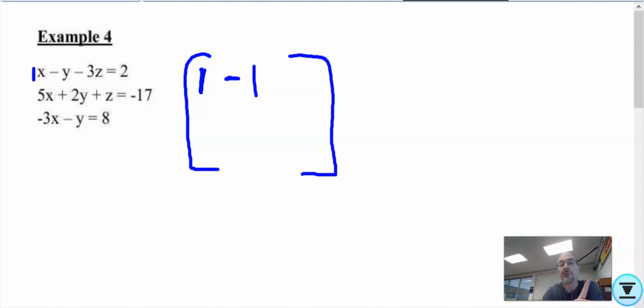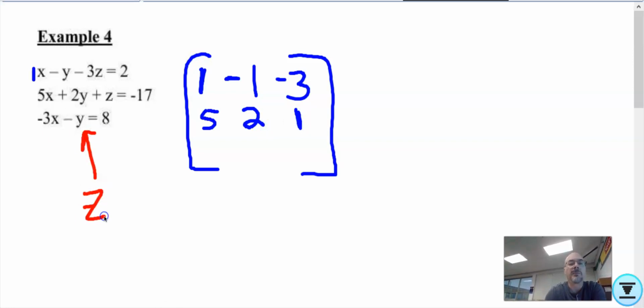Watch your signs, folks. Watch your signs. And then the negative 3. You have to have those as negatives. The middle row, it's 5, and then 2, and then 1. And now, look at the middle row, ladies and gentlemen. The Z is missing.